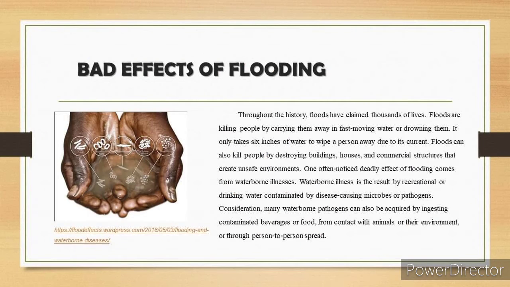After knowing the different causes of flood, let's move on first to its effects. Number 1 is the waterborne illness. It is the result of drinking water contaminated by disease-causing microbes and pathogens. As a consequence, perhaps it may lead to cholera. Vomiting and diarrhea are the common symptoms of cholera.